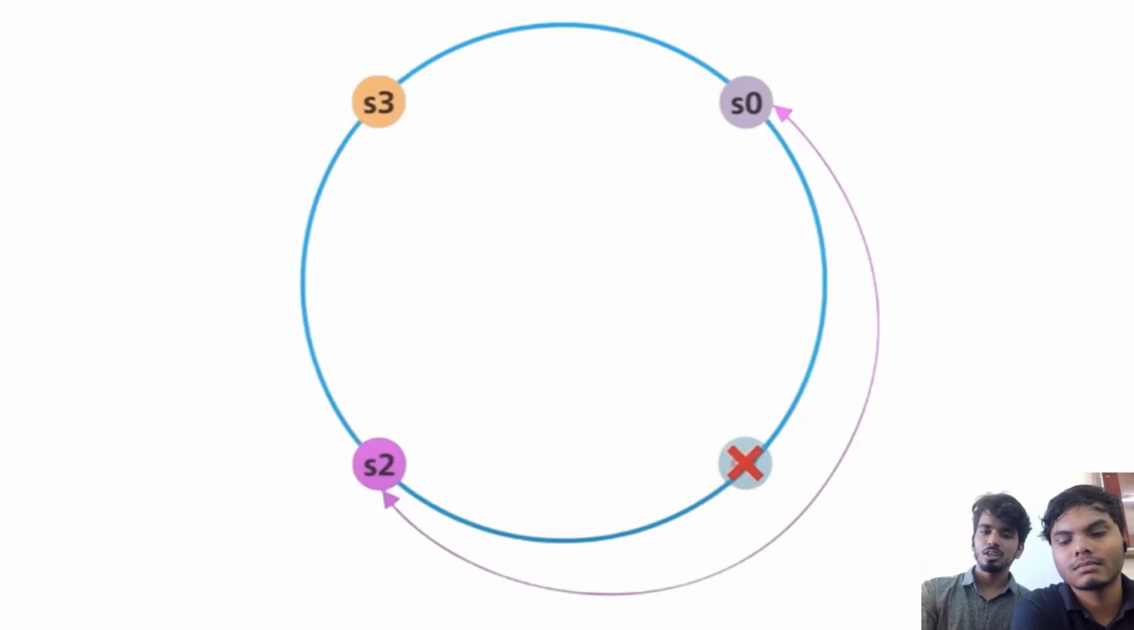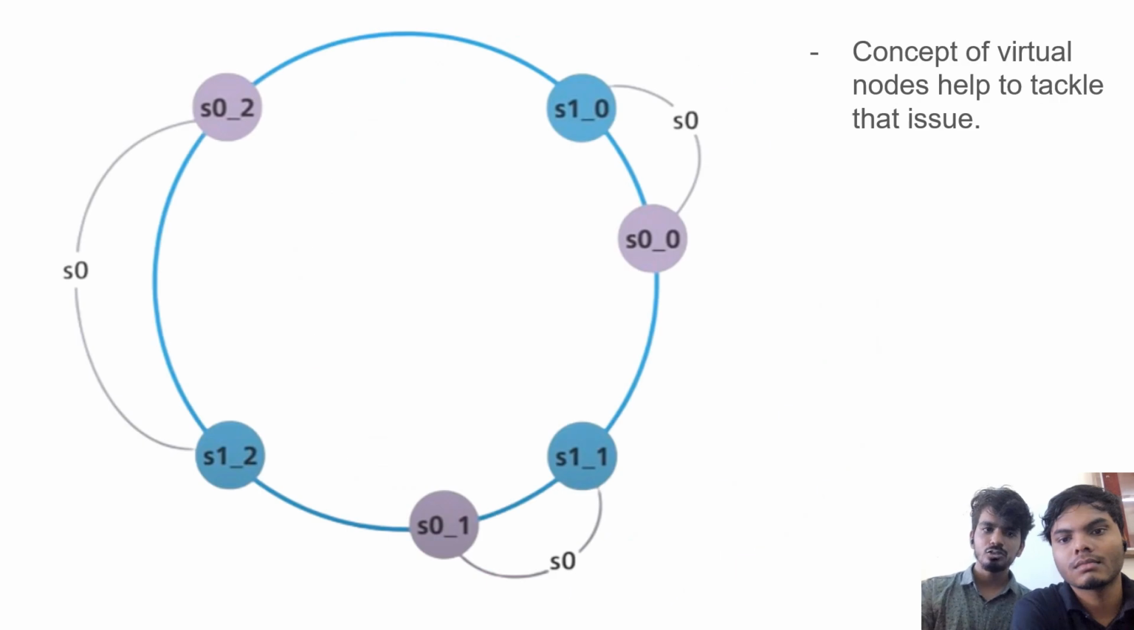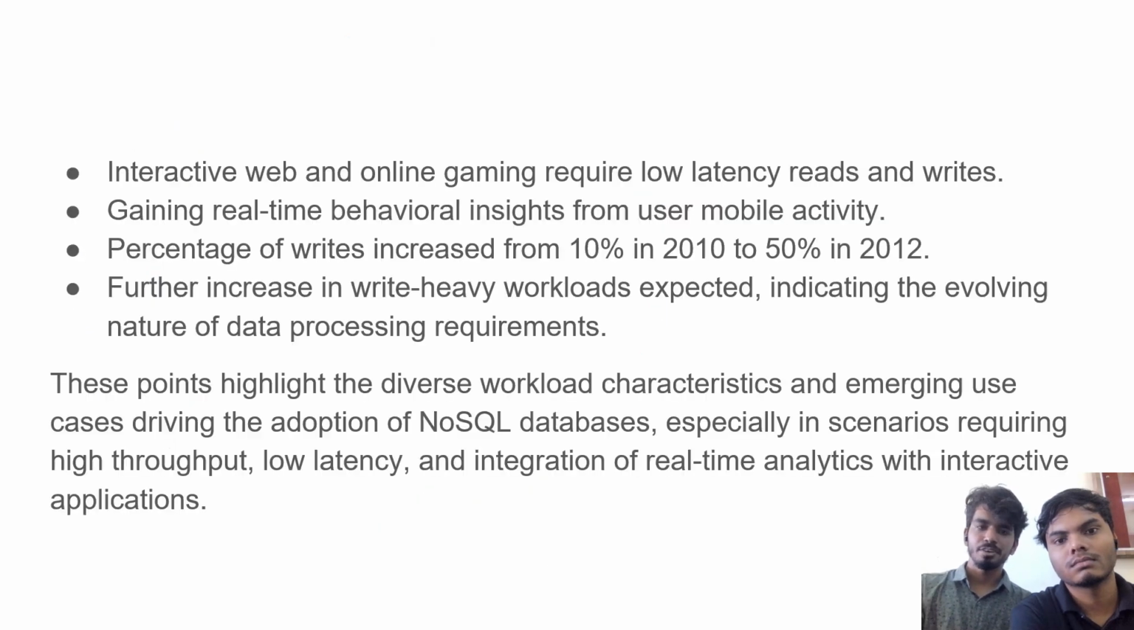There is a concept of virtual nodes. In virtual nodes, we create some virtual nodes on our ring, and we distribute our servers on that. Like S0_1, S0_2, S0_3 are virtual nodes of server 0, and S1_0, S1_1, S1_2 are the virtual nodes of server 1. So we map like this.